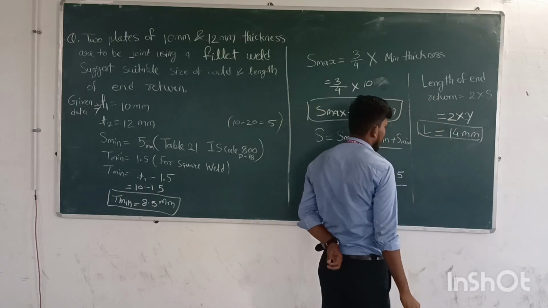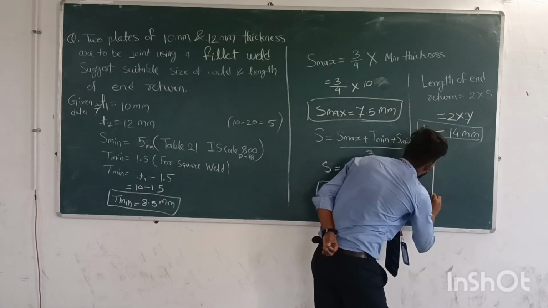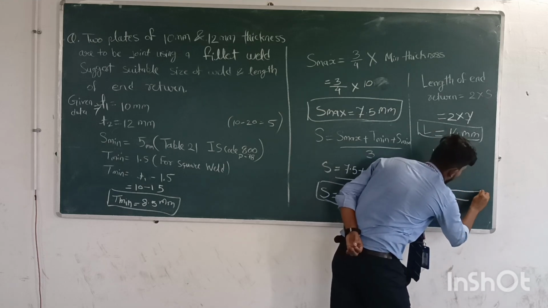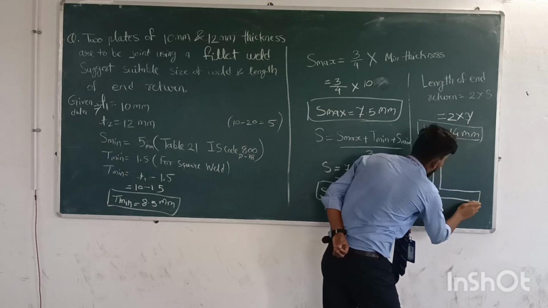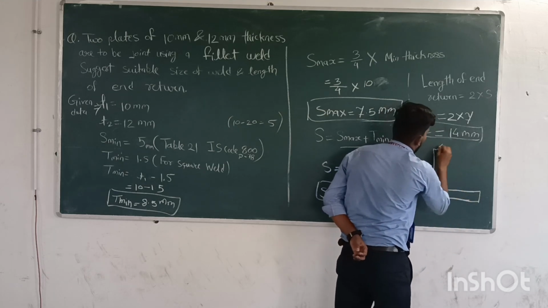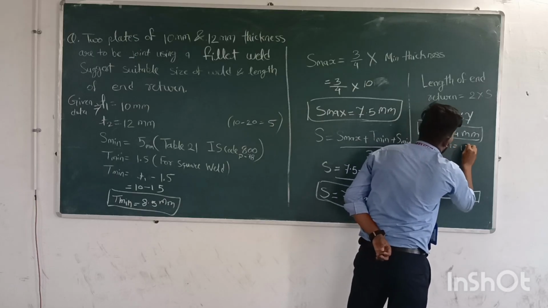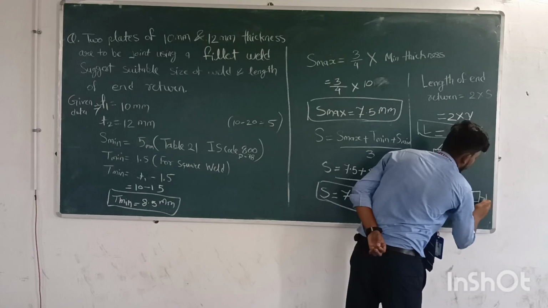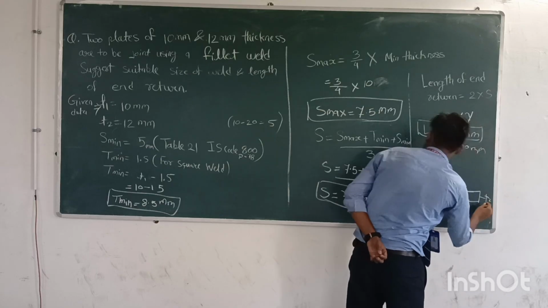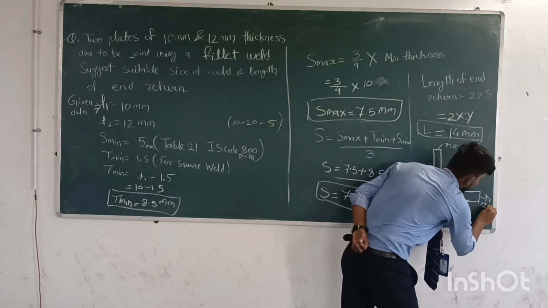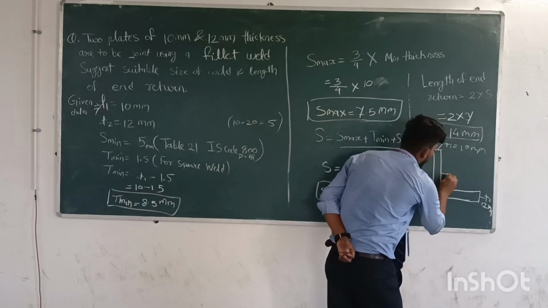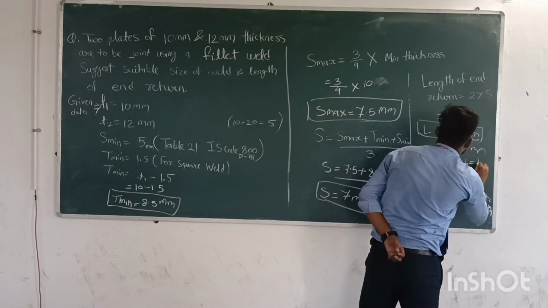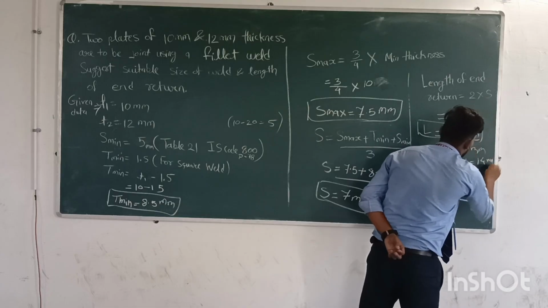The diagram. Thickness 1 is equal to 10 mm. Thickness 2 is equal to 12 mm. And size of weld is equal to 7 mm, and end return is 14 mm.